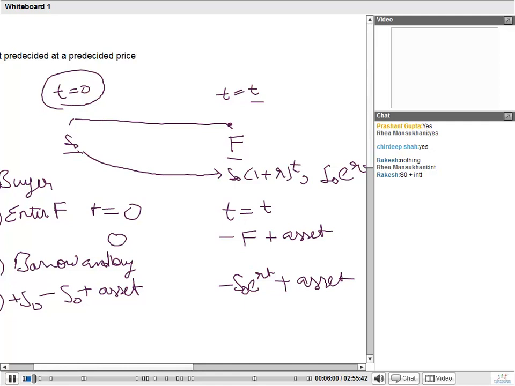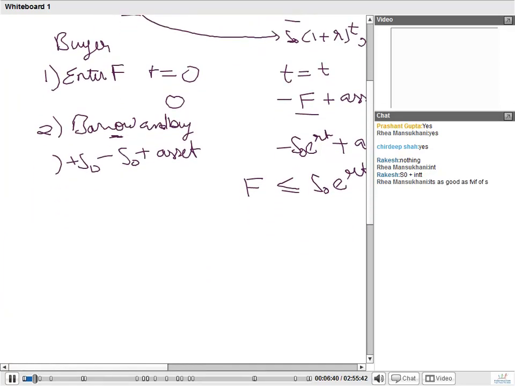So the buyer will enter the forward contract if and only if the forward price is less than or equal to S0 e raised to the power rt. If the forward price is anything greater than this, then the buyer has no interest in entering the forward, because he can simply borrow the money and pay the bank back at the time t equal to t. So to enter the forward, you have to have the forward price less than or equal to S0 e raised to the power rt. Now let's look at the seller's perspective once.